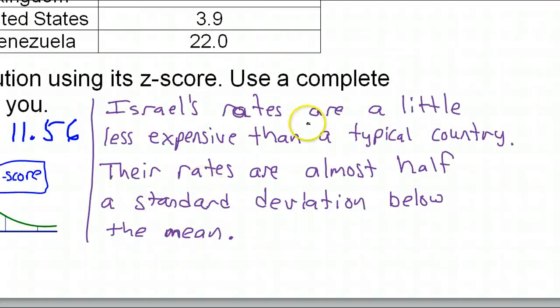So let's put that into a sentence. Here's how you might write it: Israel's rates are a little less expensive than a typical country. Their rates are almost half a standard deviation below the mean.